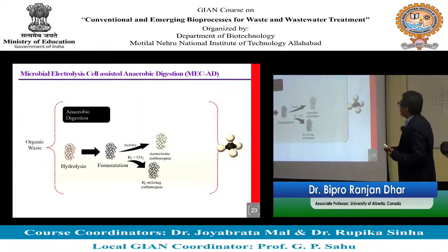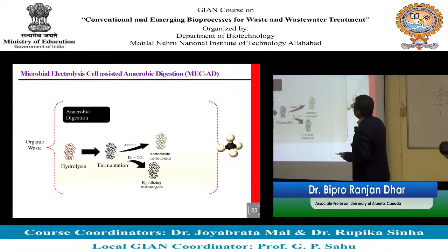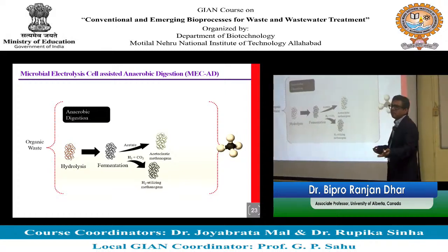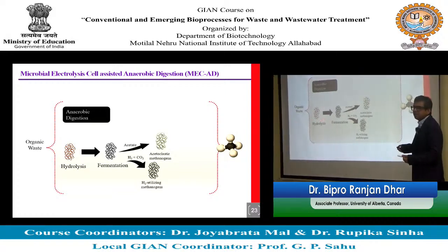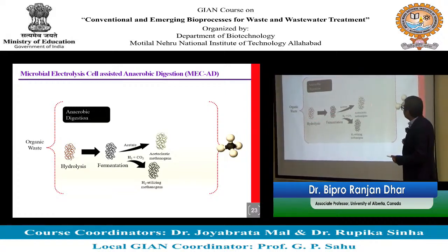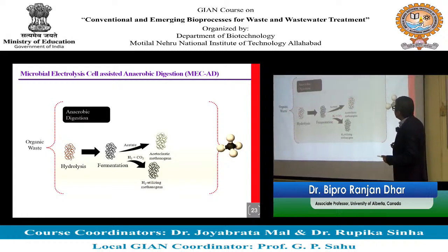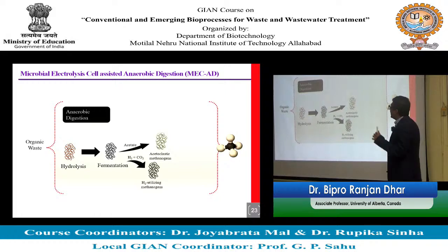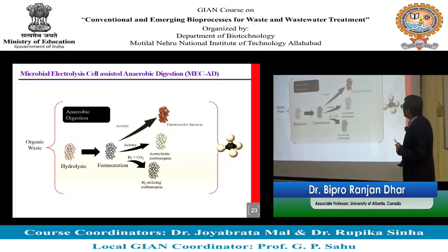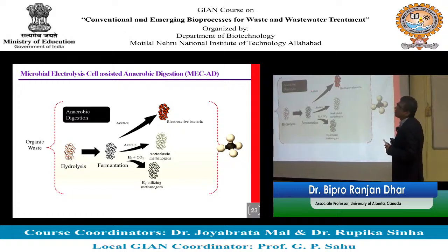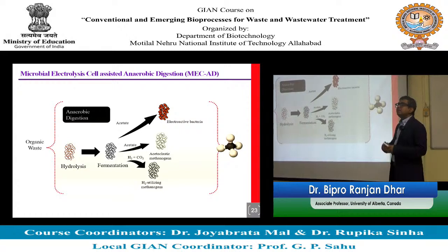But nonetheless, in conventional AD, what happened? We learned what happened. We have hydrolysis, and then fermentation, and then acetate is consumed by acetoclastic methanogen, and hydrogen and carbon dioxide are used by hydrogenotrophic methanogen, and you have methane production in your digester. But when you have MEC-AD, what would happen? Those acetate are going to be mainly utilized by electroactive bacteria, and that is desired.